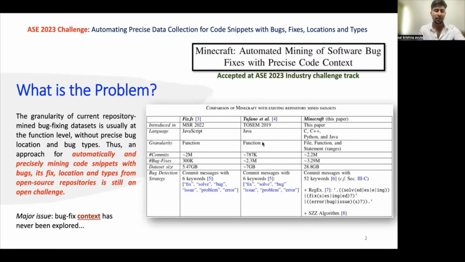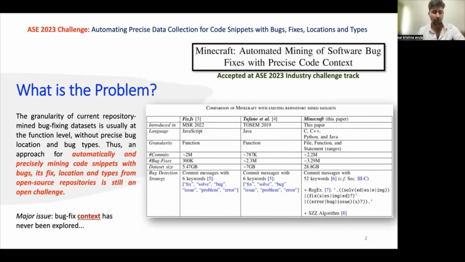So we created a language agnostic algorithm where the bug fix pairs are extracted from different languages, that is C, C++, Python, and Java. And when it comes to granularity, it is way better than the existing data sets, where we look at file, functions, and the statement ranges as well. And when it comes to context, MineCraft covers the context around the bug within and outside the function.